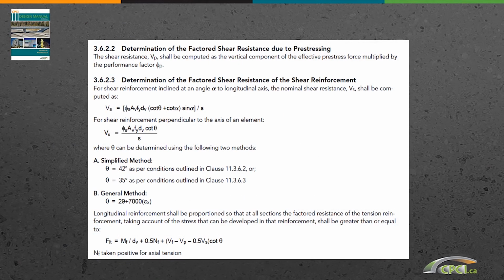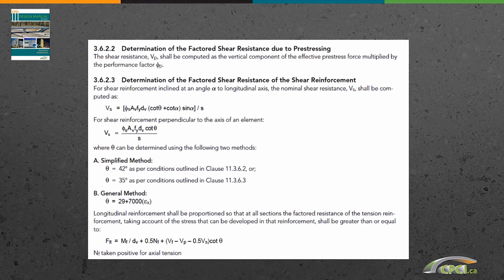For shear due to pre-stressing, the factor, Vs is this value if we have the longitudinal axis at an angle alpha. If alpha is equal to 90, then this will be the requirement, the required reinforcements. And theta can be determined by the following methods.